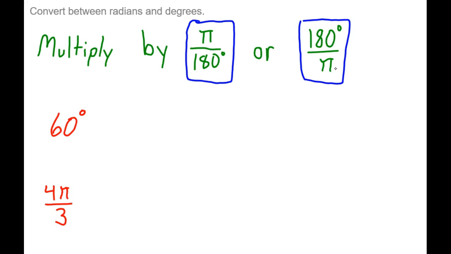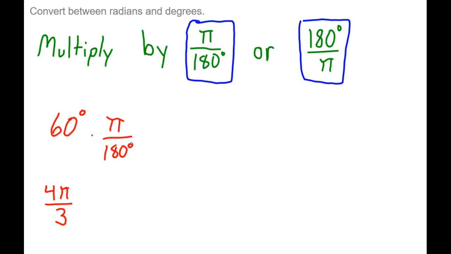So whatever measurement you want to end up with is going to be the value that's in the numerator of the fraction. For instance, if I wanted to convert to radians, pi is a radian measurement, that's going to be in the numerator. If I want to convert to degrees, 180 degrees is our degree measurement, so that's going to be in the numerator. So down below we have 60 degrees. We want to convert this to a radian measurement, so we're going to multiply by pi over 180 degrees.